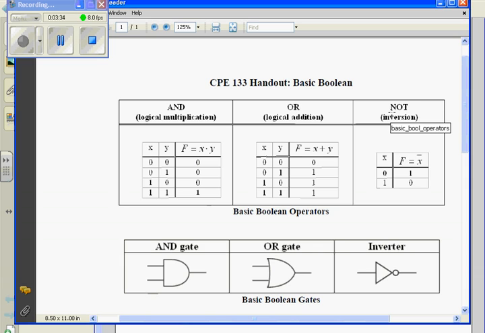Now, we can model these operations as what we call gates. So here you can see what the symbol for an AND gate, an OR gate, and an inverter looks like. So this is showing that this AND gate has 2 inputs. The inputs are on the left, and 1 output, and it has this half moon shape. So here you could put your input x and y and output f. Your OR gate looks like sort of the half moon shape, but with a curvy back.